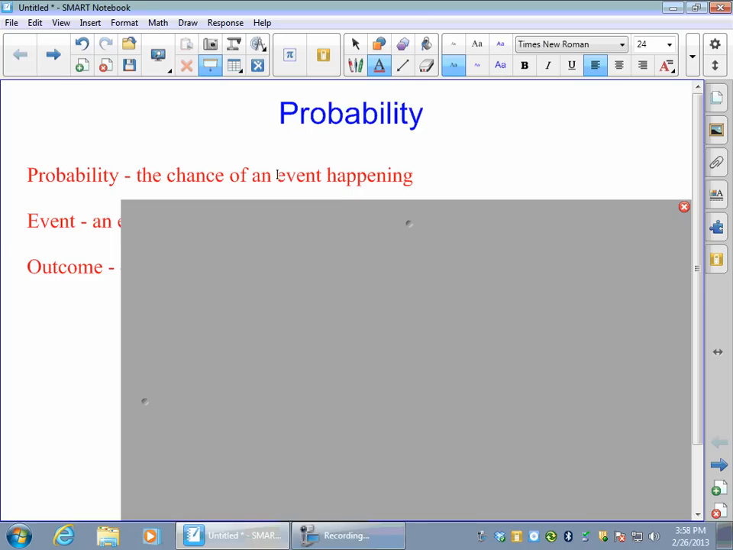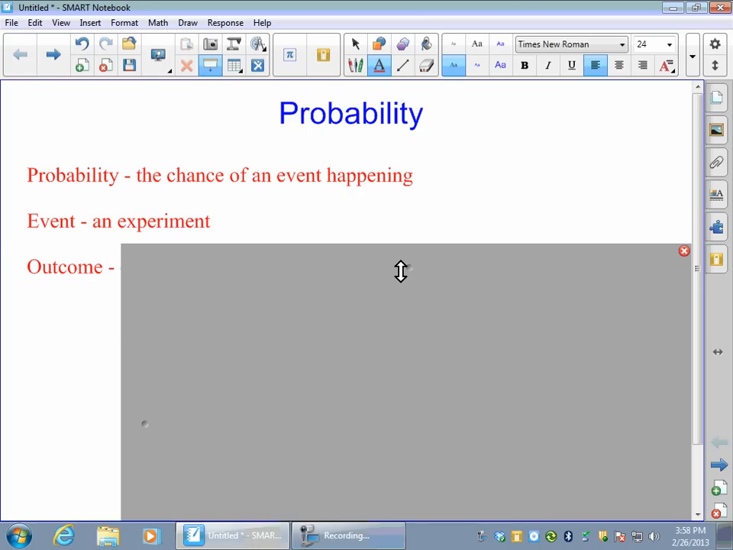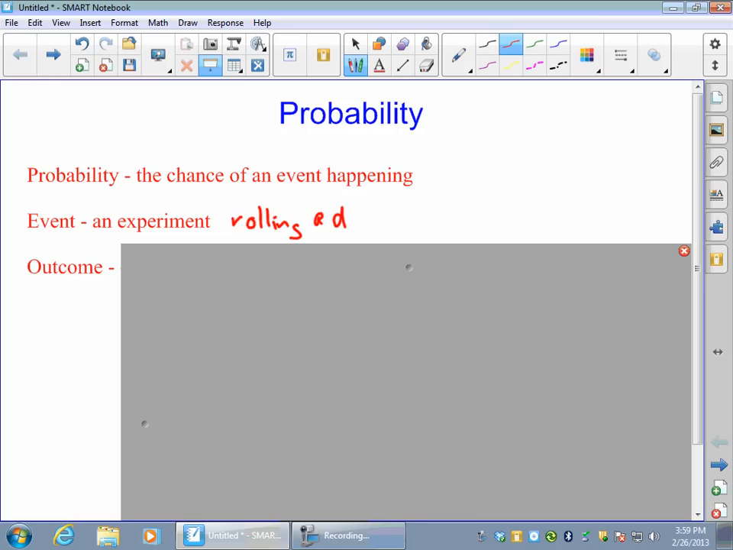Okay? So, what is an event? Well, an event is an experiment. Okay? Which means it could be something as simple as rolling a die. That can be my event. Or flipping a coin. Those could be my events. Okay, I'm going to do things and I'm trying to find out the likelihood of the results.